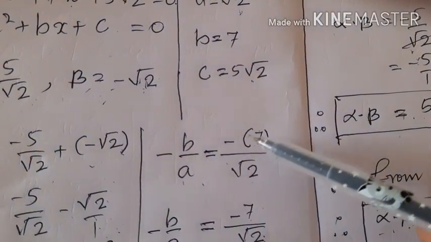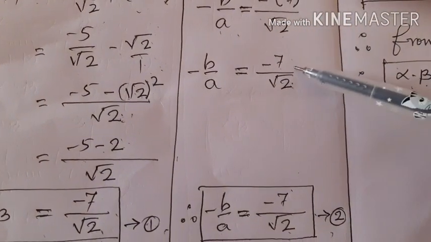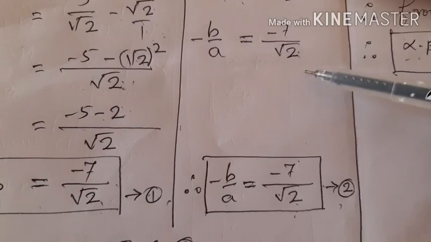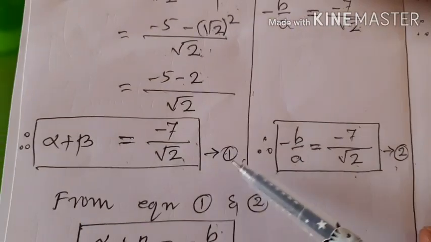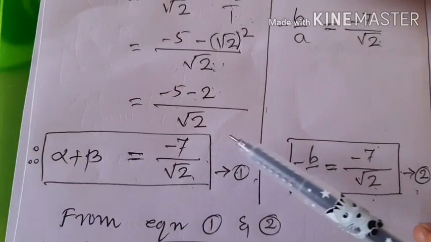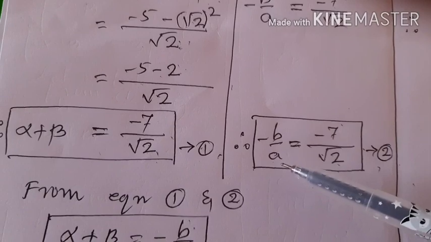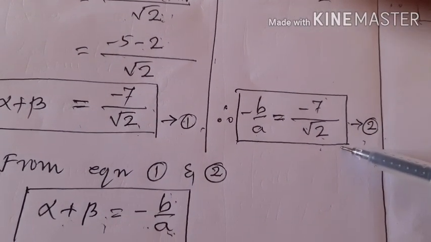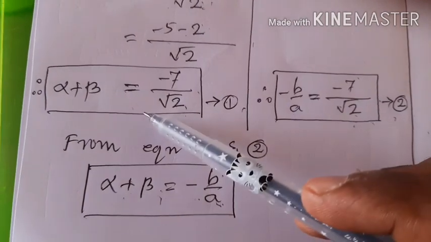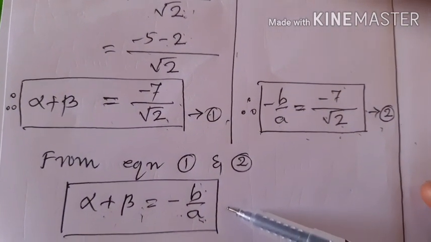Minus b by a is equal to minus of 7 upon root 2. So minus b by a is equal to minus 7 upon root 2. Right? I call this equation 2. From equation 1, alpha plus beta is minus 7 by root 2. And from equation 2, minus b by a is also equal to minus 7 by root 2. Therefore, from equations 1 and 2 we have alpha plus beta is equal to minus b by a.